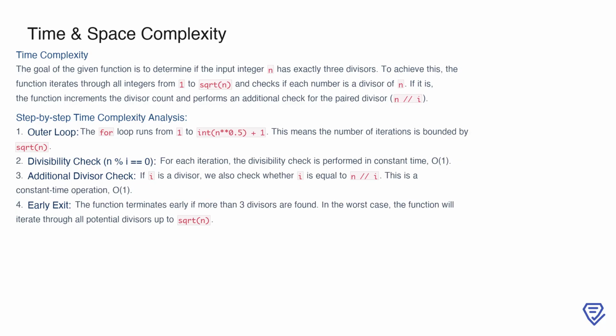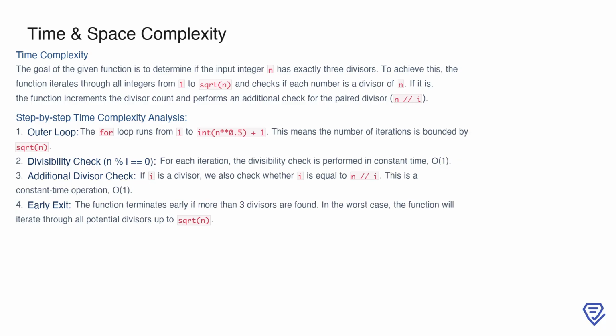The outer loop runs from 1 to sqrt n, meaning the number of iterations is proportional to the square root of n. Within each iteration, the divisibility check is a constant time operation, and the additional check for the paired divisor is also constant time.